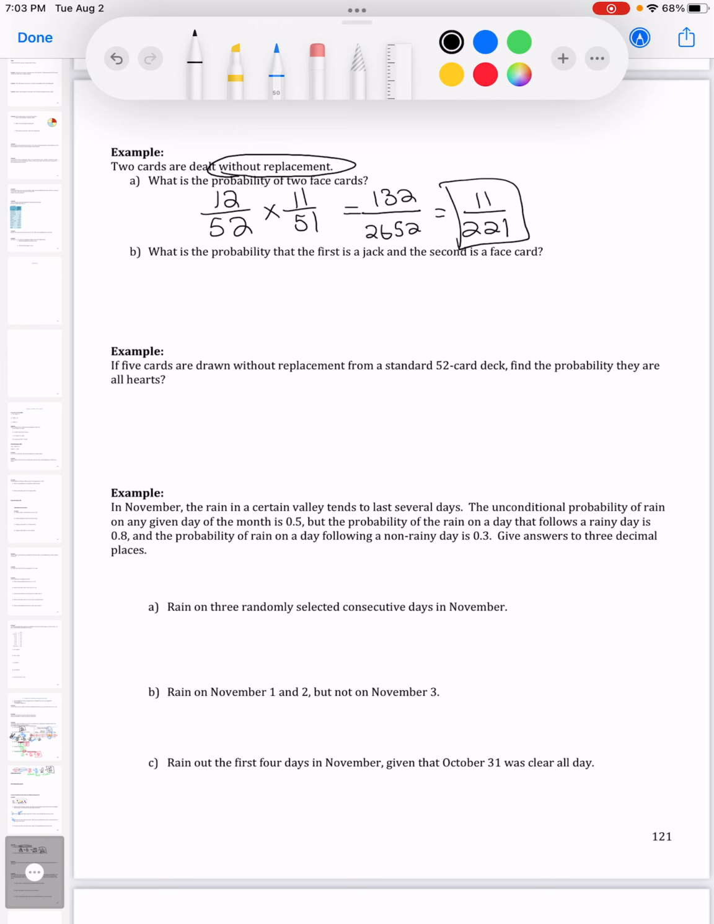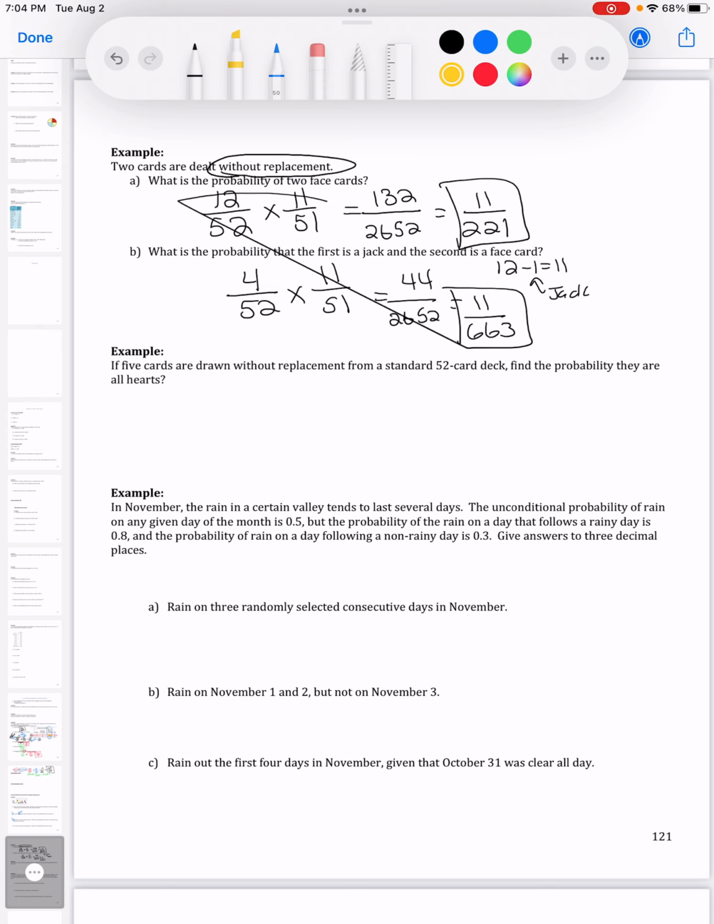Very similar, this next one, the probability that we first get a jack, there are 4 jacks out of 52. And then the second one is a face card. Remember, we started with 12 face cards, but we pulled out a jack. It is a face card. So we're still left with 11 face cards and 51 total. Again, I'll show that middle step. You don't have to if you don't want to, but we do need to get down to that final answer.